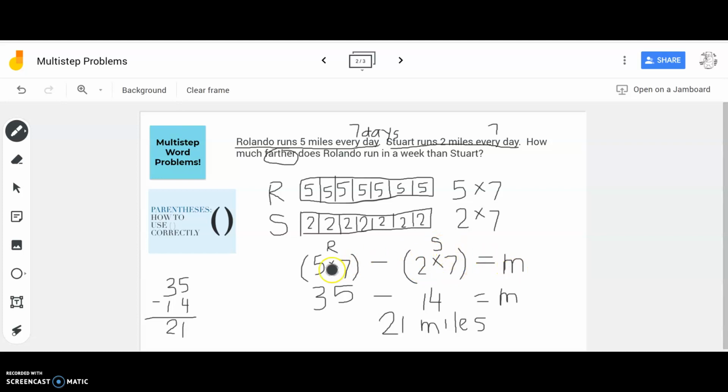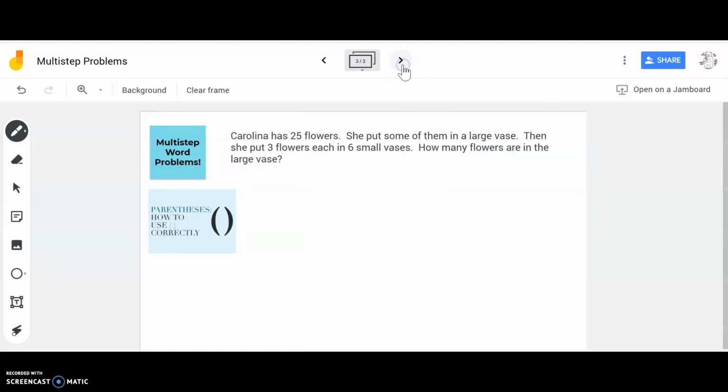They run miles. 5 times 7 is 35. Yep. 2 times 7 is 14. Yep. And then I subtract. 35 minus 14 is 21 miles. Let's try another one.